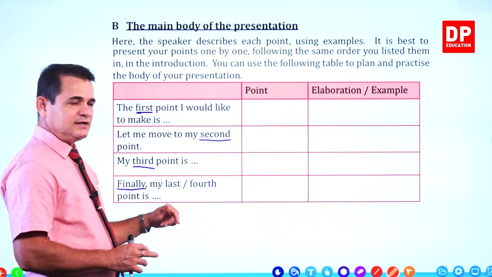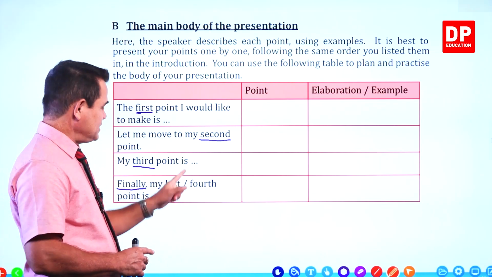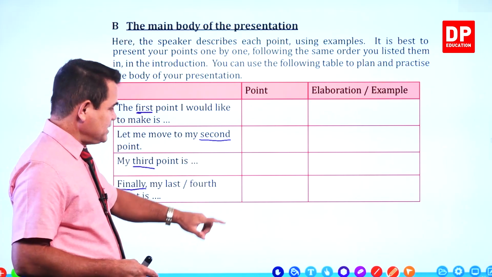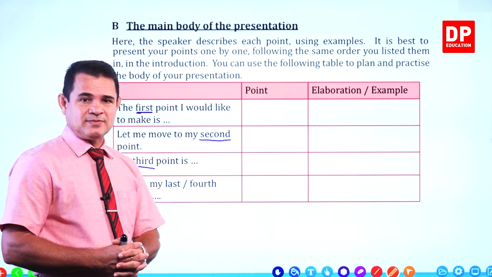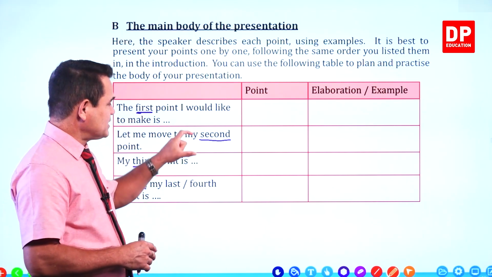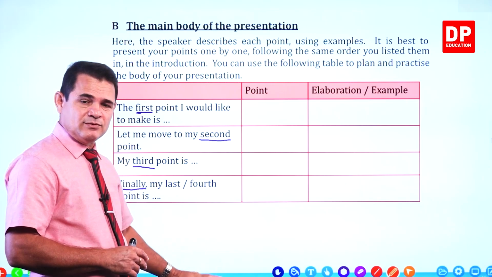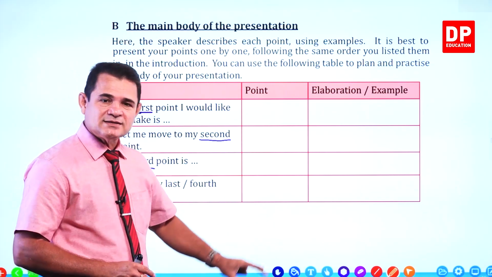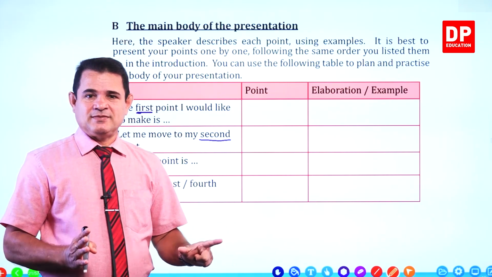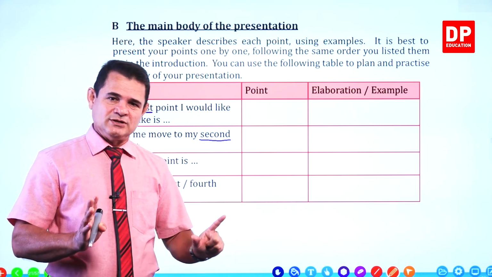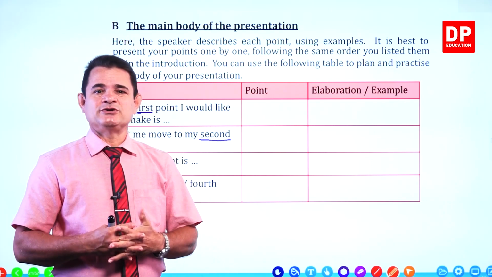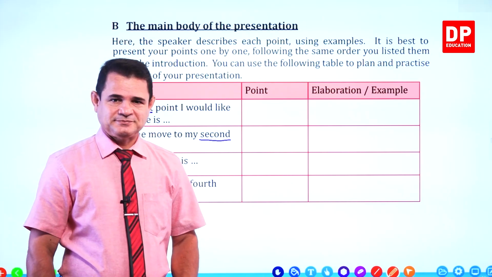So here in this presentation there are only 3 and the last one, the 4th. Maybe in your presentation there can be only 2, or there can be 5 or 6 points to discuss. That's all right. Set up this table accordingly. So then the main body of the presentation is ready. If you plan it, you are going to do a very perfect presentation.